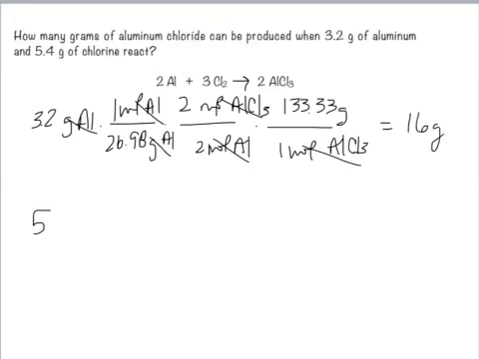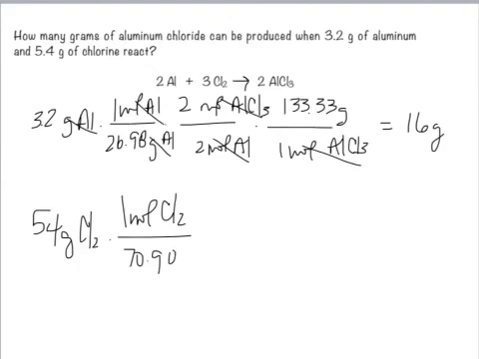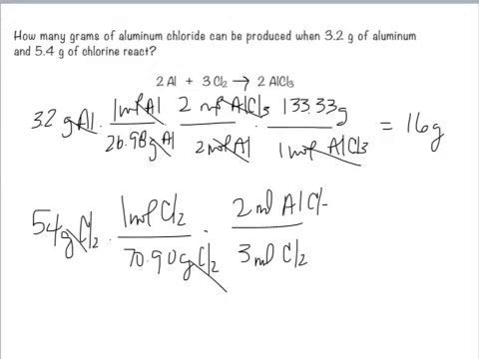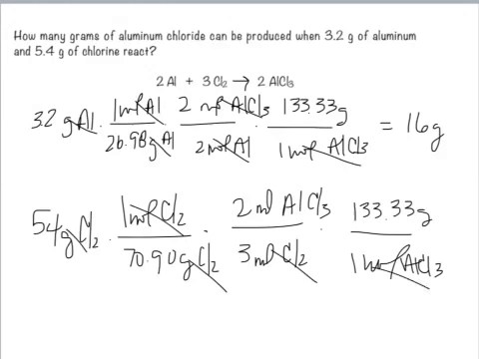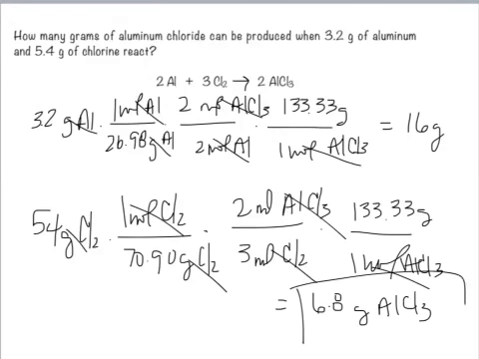I'm going to do the exact same thing for the 5.4 grams of chlorine. Well, I know that 1 mole of chlorine weighs 70.90 grams. Chlorine, it's diatomic. According to the balanced formula, for every 3 moles of chlorine, there are 2 moles of aluminum chloride. Moles of chlorine go away. 1 mole of aluminum chloride has a mass that's still 133.33 grams for every mole. Moles cancel. When I solve for this, I get 6.8 grams of aluminum chloride. That's the smaller amount. That's your result.